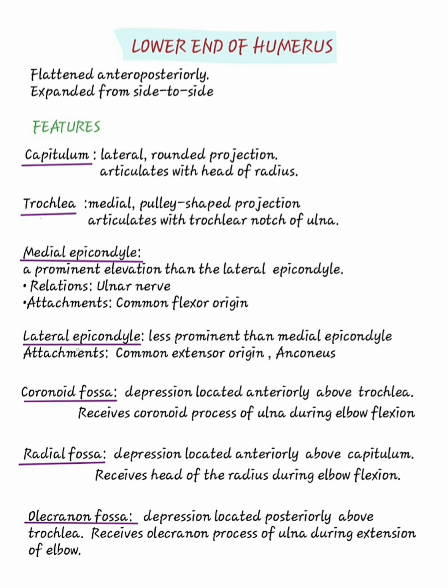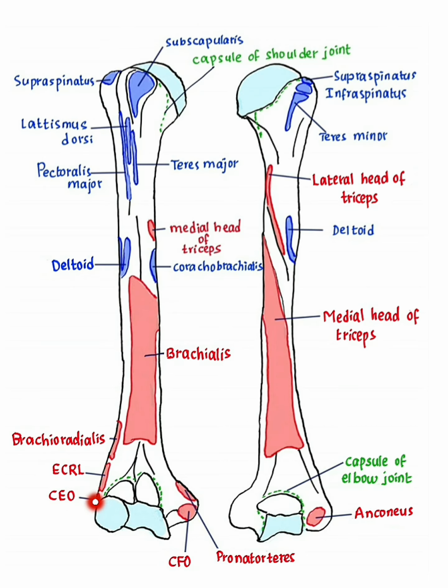Lateral epicondyle is less prominent than the medial epicondyle. Attachments: common extensor origin and anconeus. Superficial extensor muscles of the forearm arise by a common origin called the common extensor origin. And anconeus arises from the posterior aspect of the lateral epicondyle.